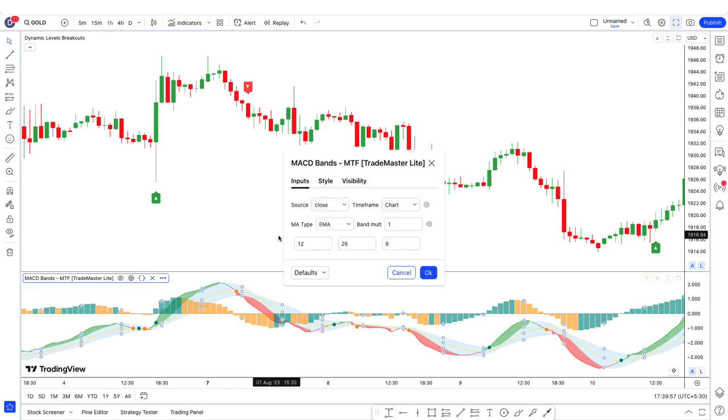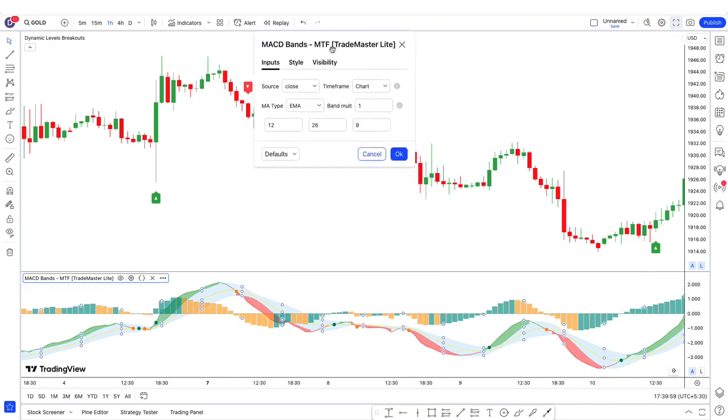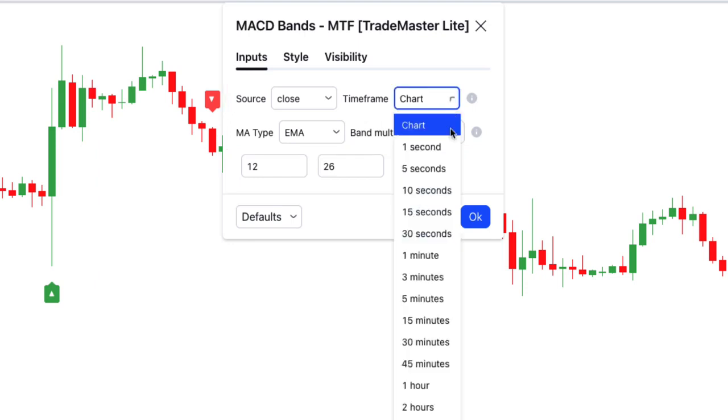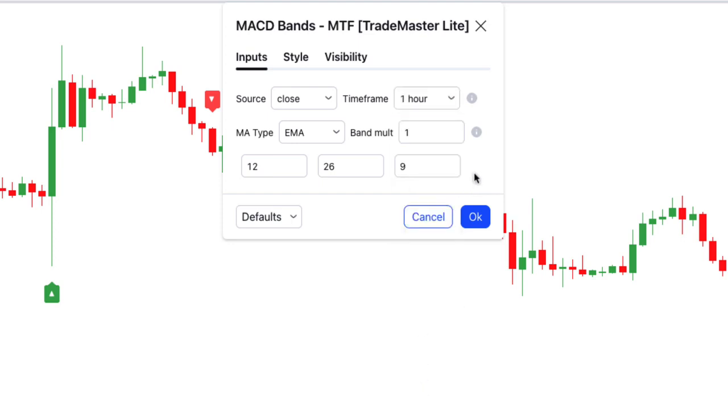Let's open the indicator's inputs first. Here we're presented with different configuration options such as source, moving average type, band multiplier, and time frame. By default, the chart time frame is enabled, but we can change this option. Instead of the current time frame, we can select a 1-hour time frame. This change will smooth out the MACD. The indicator will become less responsive to sudden price movements.